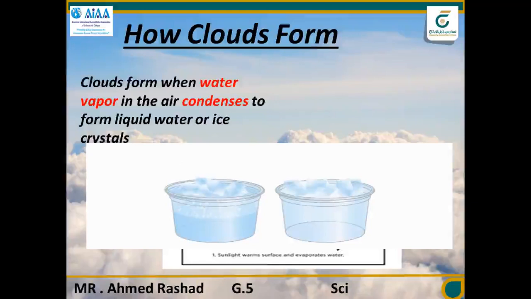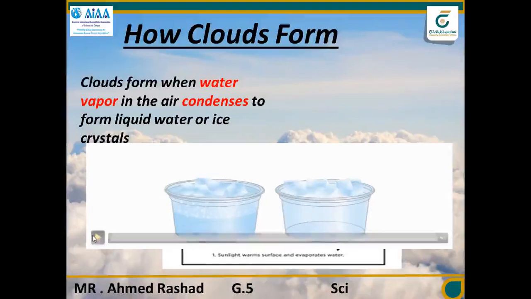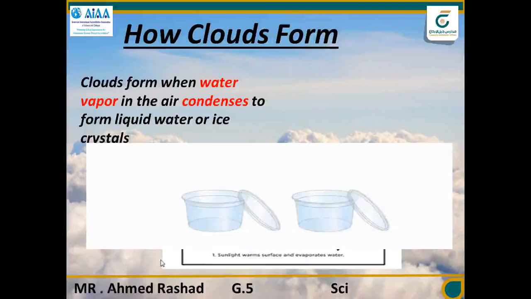So you can watch how clouds form in this experiment. The clouds form in the layer that is cold, with low temperature. In this layer of the atmosphere, the water vapor goes through a process called condensation. Condensation converts the water vapor to ice crystals or liquid water. After that, the precipitation process begins.